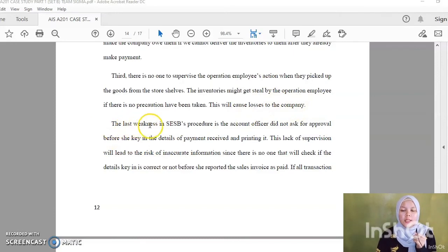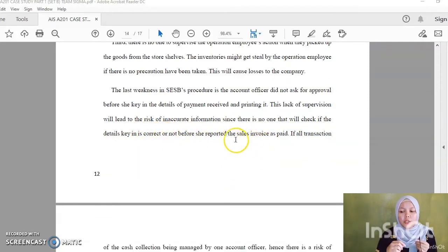Okay, the last weakness in the SASB procedure is that the account officer did not ask for approval before she keyed in the details of the payment receipt and just printed it. This lack of supervision will lead to the risk of inaccurate information since there is no one who will check whether the details keyed in are correct or not before she reported the sales invoice as paid.